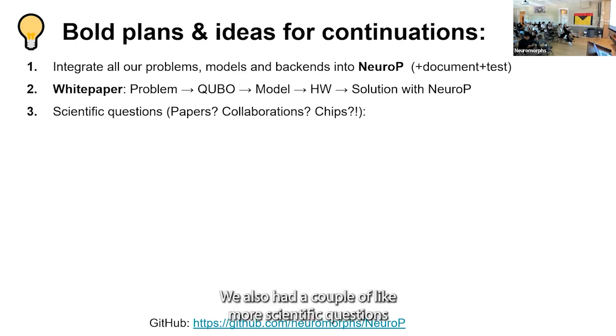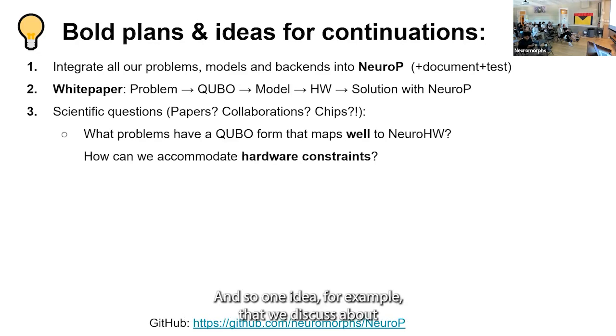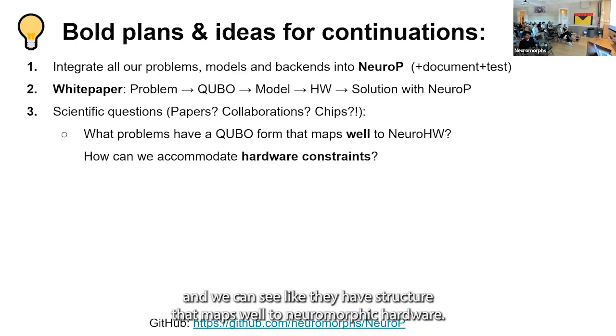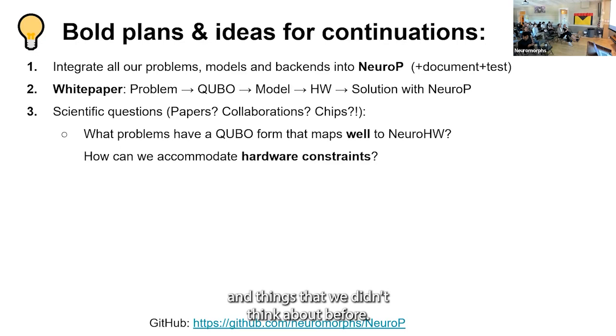We also had a couple of more scientific questions that came up during the workshop where we didn't have time to really go into them. And I'm sure in different subgroups, we will continue following up on them. One idea that we discussed a bit is what actually makes a problem suitable for neuromorphic hardware or not. We can now look at these QUBO matrices and see whether they have structure that maps well to neuromorphic hardware. And if it doesn't, what are the hardware constraints that really limit us and things that we didn't think about before?